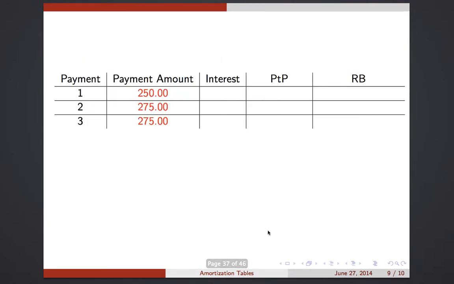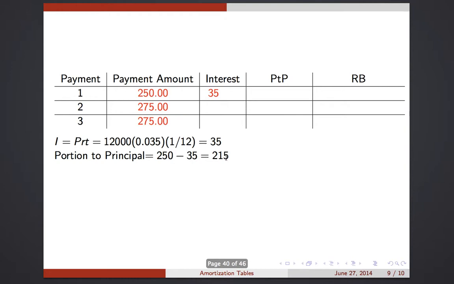So I'll fill in the first row for you. So he goes to the bank and cuts them a check for $250. How much interest does he owe? Well, he owes them 12 grand. Interest rate is 35%. He's 1 month in, so he owes them $35. So the new interest for the first check is actually the same as the old interest. Right? He paid $35 the other time too.